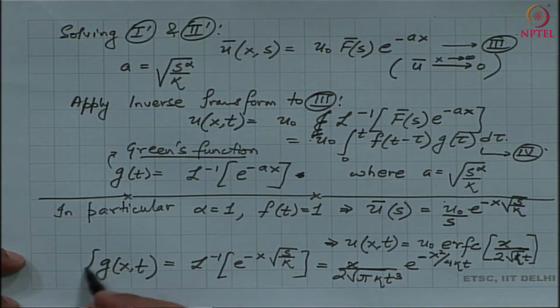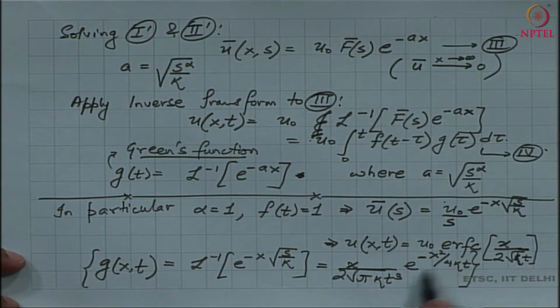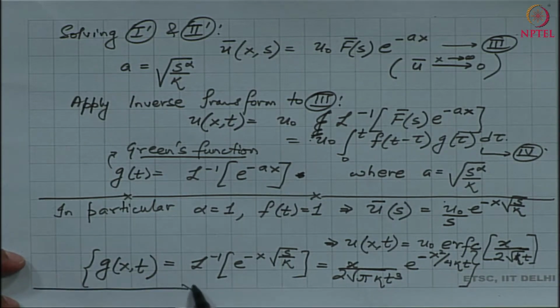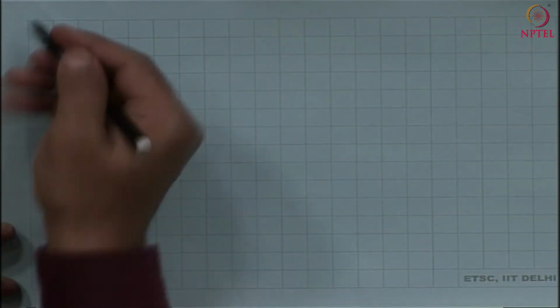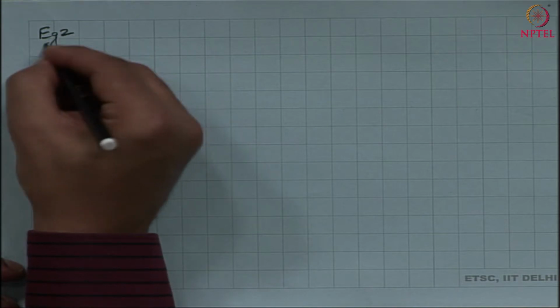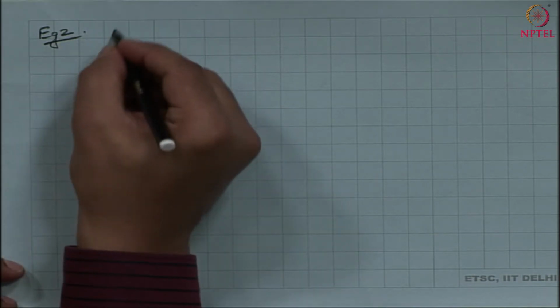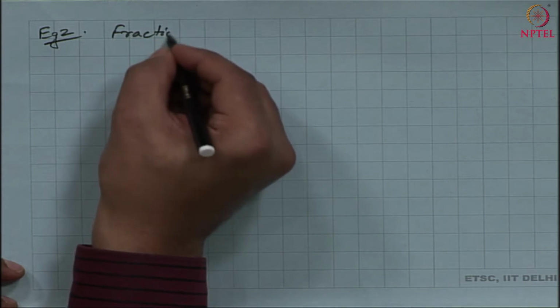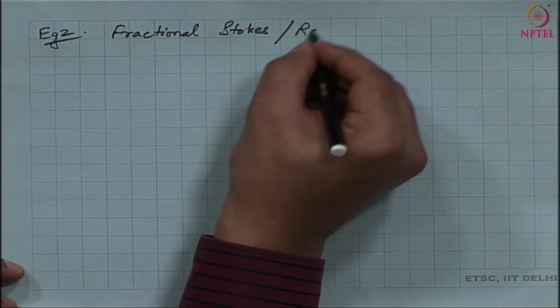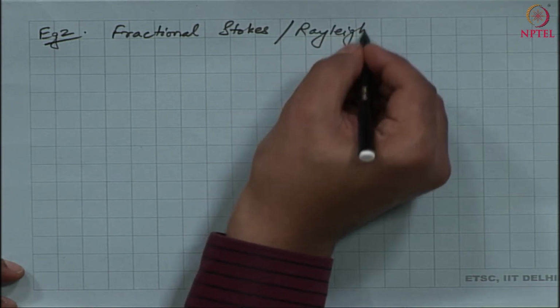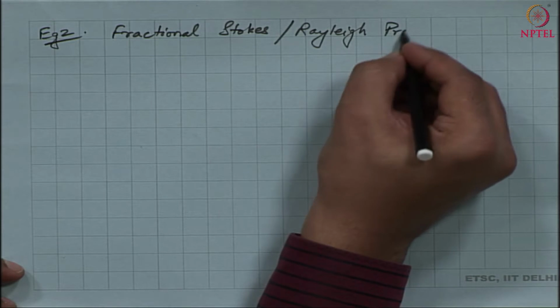So, that completes the discussion here on fractional diffusion equation. Let me just move on to another example, that is on fractional Stokes, fractional Rayleigh and fractional equations in fluid flows. So, in the next example I am going to talk about fractional unsteady fractional Stokes and Rayleigh problems in fluids.